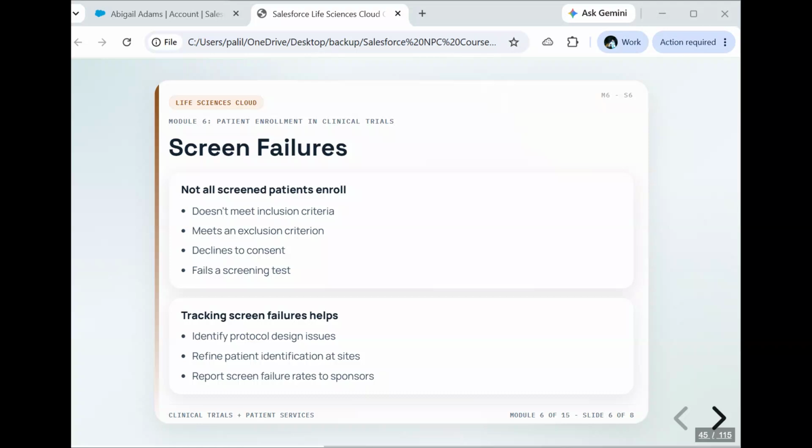A high screen failure rate can signal that sites are identifying the wrong patient population or that the protocol's criteria are too narrow. Salesforce lets you track screen failures alongside enrolled participants, giving the clinical team visibility into both the enrolled population and the patients who were screened but didn't enroll.